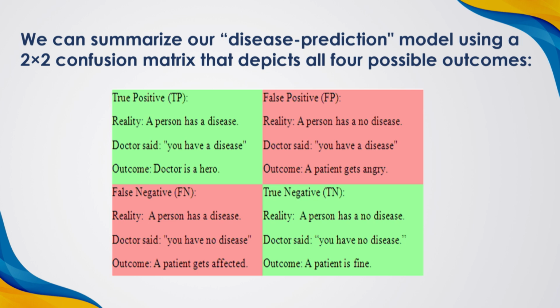Then as far as false negative is concerned, the reality is a person has a disease. Doctor said you have no disease, but the outcome is a patient gets affected. As far as true negative is concerned, the reality is a person has no disease, and doctor said you have no disease. So, the outcome is a patient is fine.